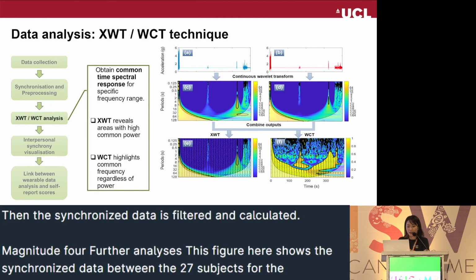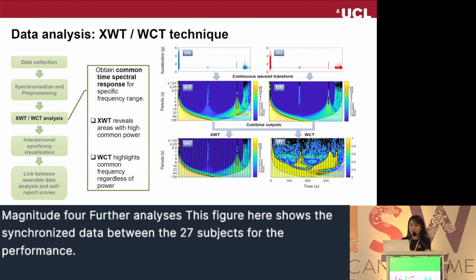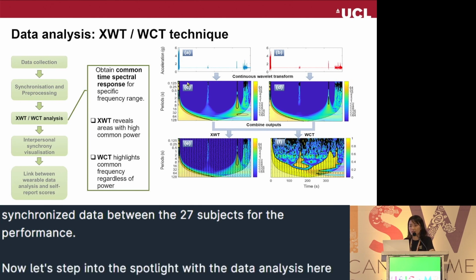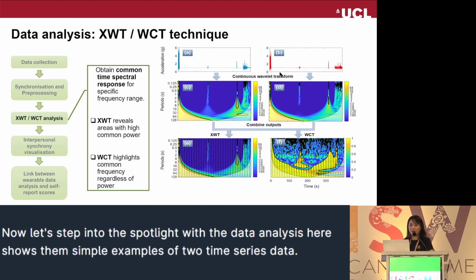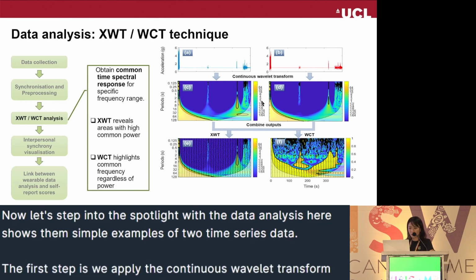Now let's step into the spotlight with the data analysis. Here are simple examples of two time series data. The first step is we apply the continuous wavelet transform on these two signals to obtain the wavelet coefficients, with the x-axis representing the time and the y-axis representing the periods of activities or the frequency of activities.